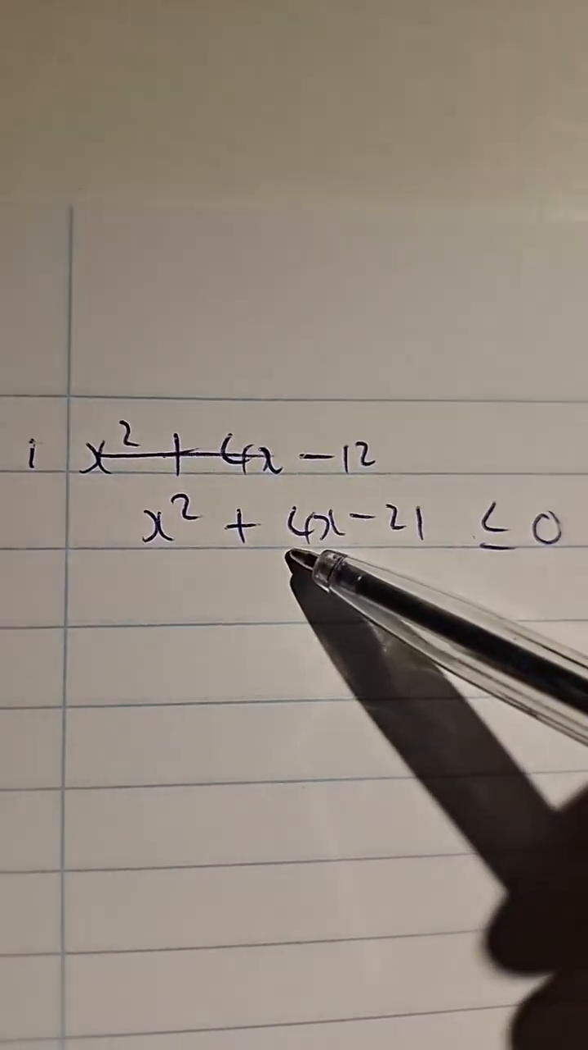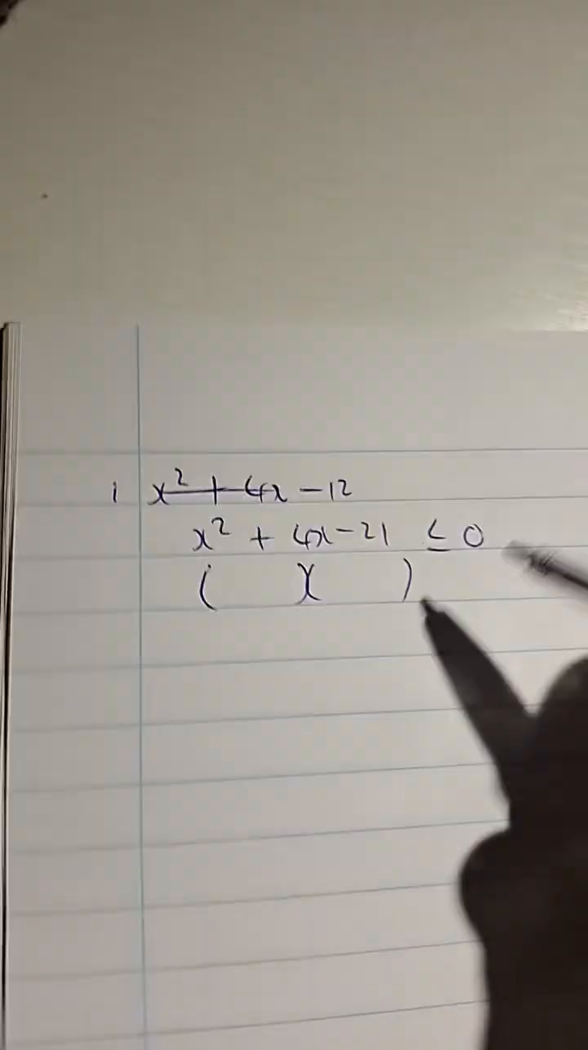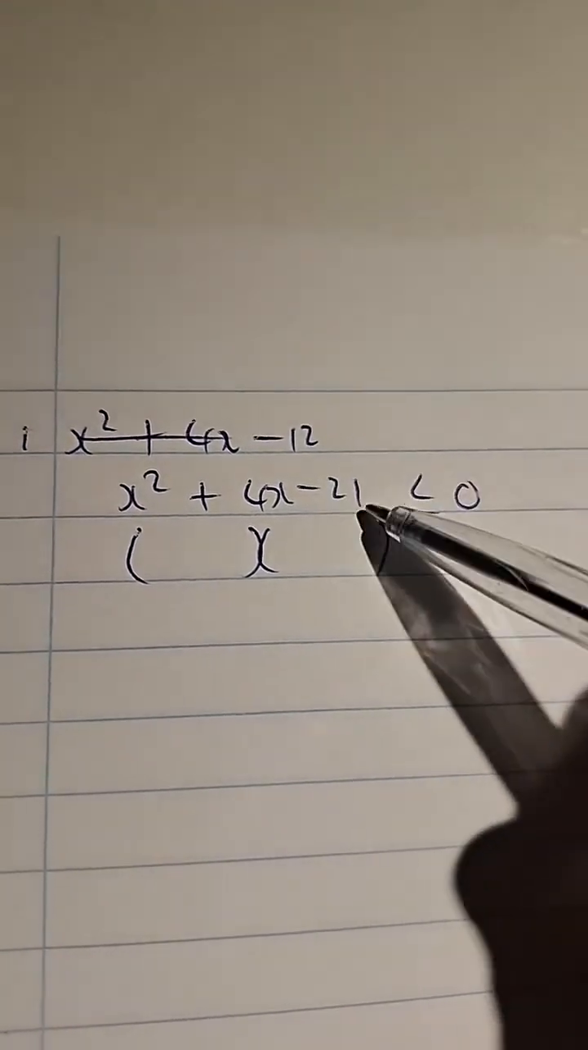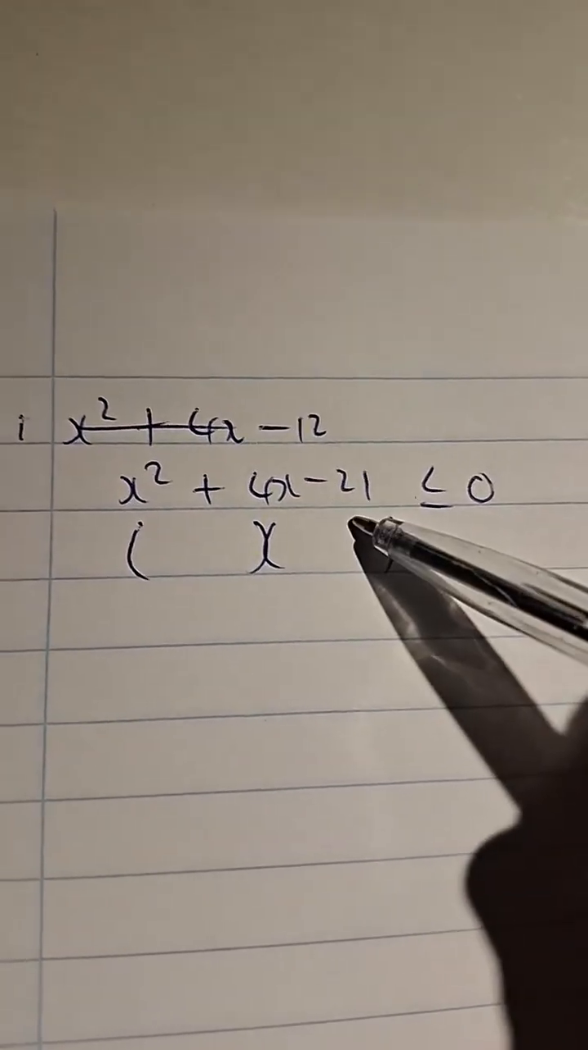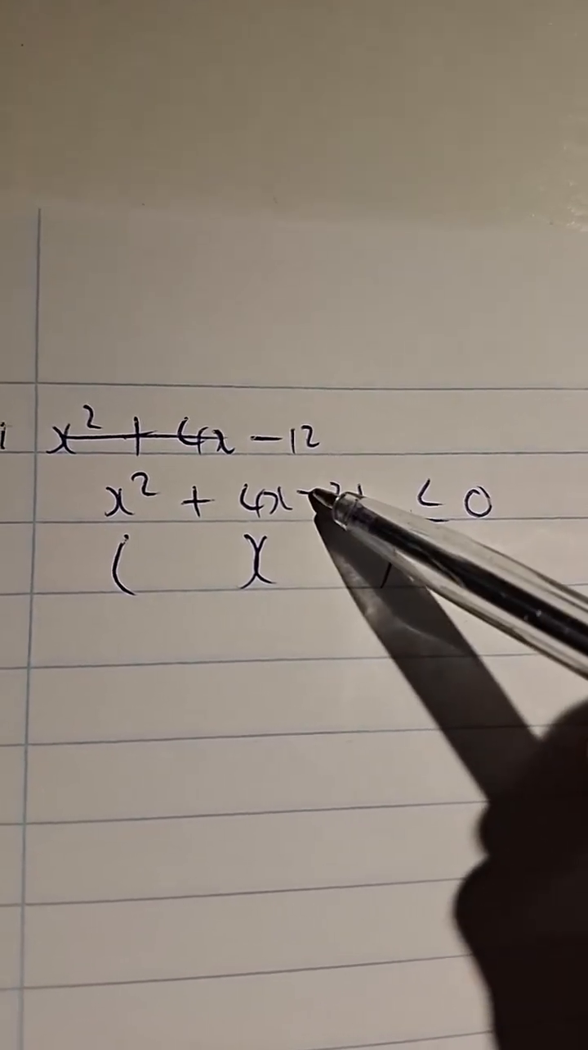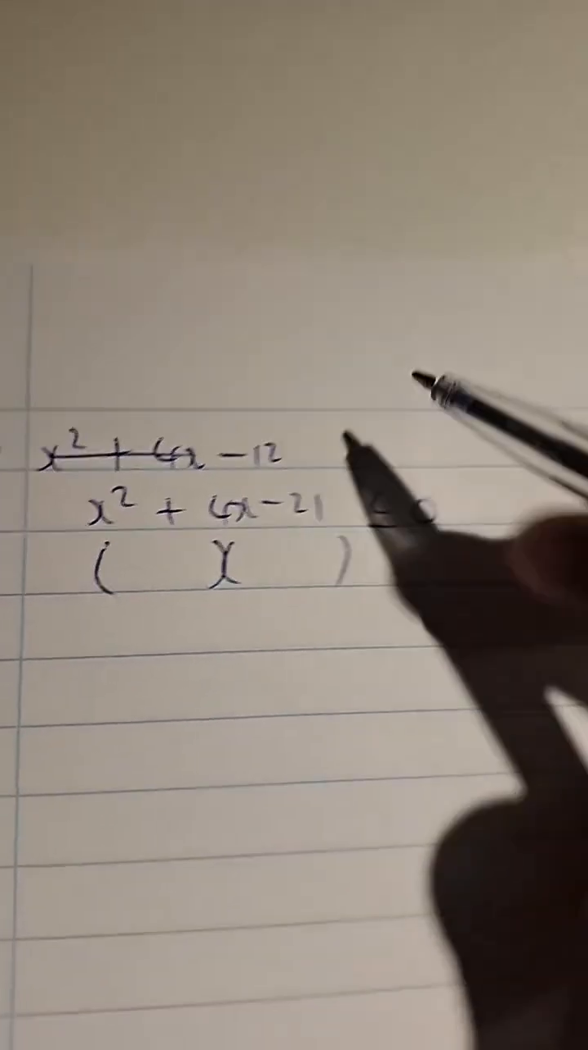Okay, so x squared plus 4x minus 21. We can factorize this, but be very, very careful when you factorize. We open 2 brackets, of course. Then when we factorize, we try and find the factors of 21. These factors, by virtue of this 21 being negative, will have different signs.